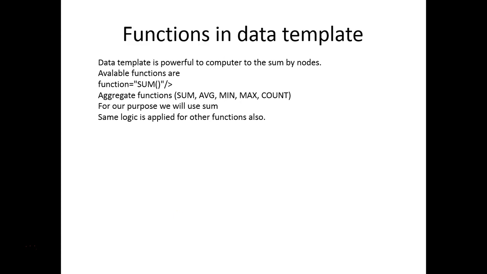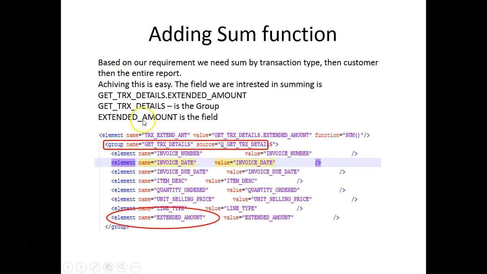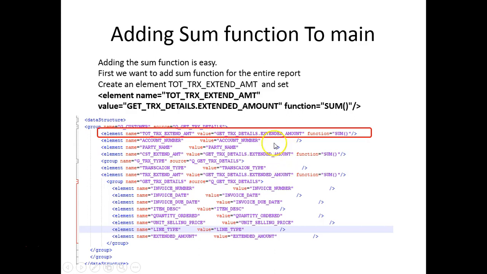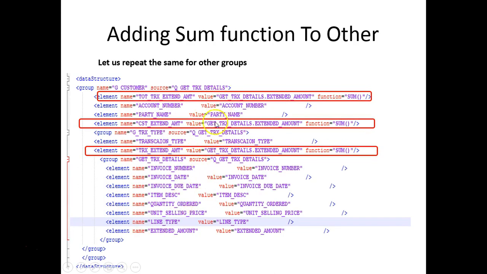The data template has a lot of functions available. Of course, you can always Google search it, or you can download the user guide. You can have other functions like average, max, max amount. Sum is the most commonly used, I would say. It's pretty easy. Like I said, you just specify the name, and where you get the value from, which would be the group name dot the element name, and the function. It's pretty simple. You can have it at any level, at the customer level or at the transaction type level. I want you guys to try out different combinations and see how it comes out.